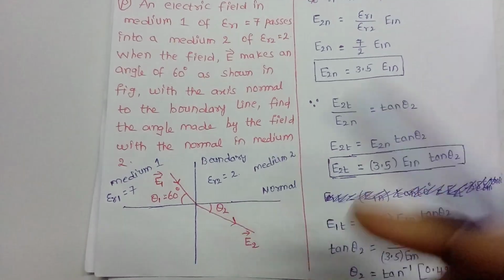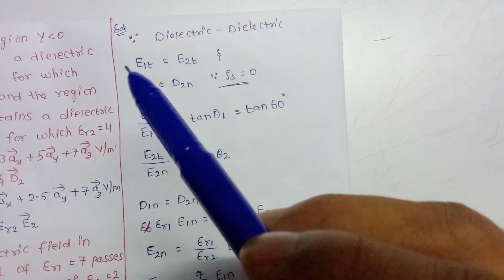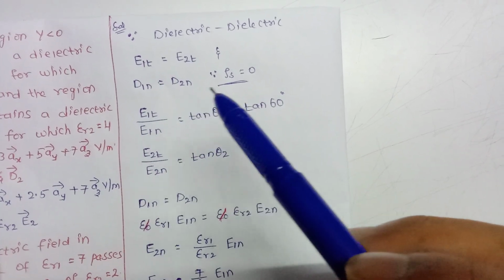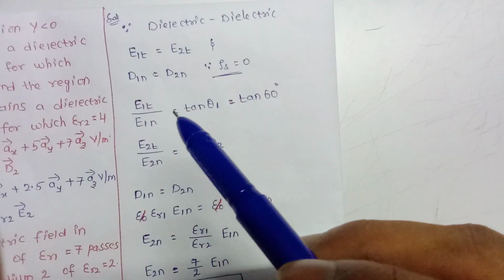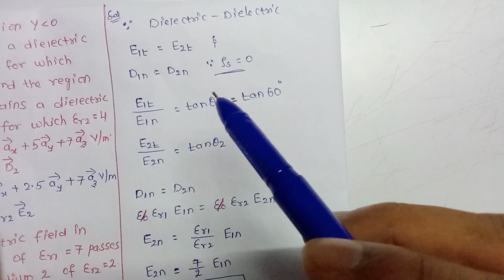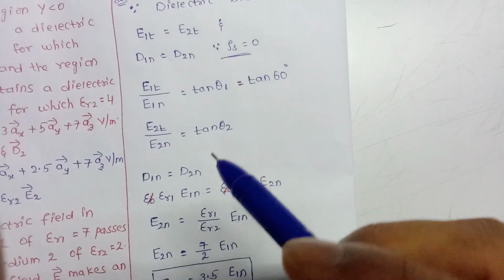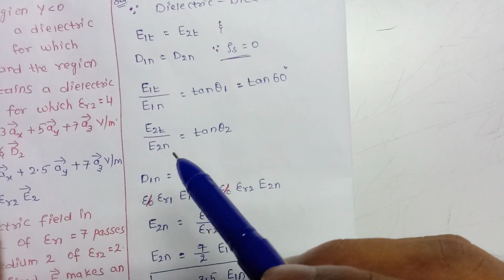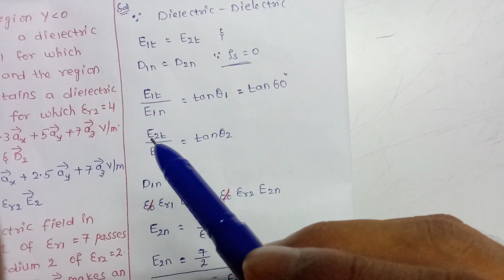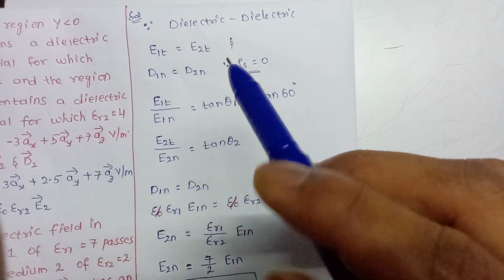Since it is dielectric to dielectric, I am going to write the conditions. In dielectric to dielectric, tangential components of electric field intensities are equal, but the normal components of electric flux densities are equal in the region where rho s is equal to 0. Now we know that E1t upon E1n can be written as tan theta 1, and theta 1 is given as 60 degrees. Similarly, E2t by E2n is equal to tan theta 2. I want to find out E2t first of all. Why? Because E1t and E2t are both the same here, since it is dielectric to dielectric.